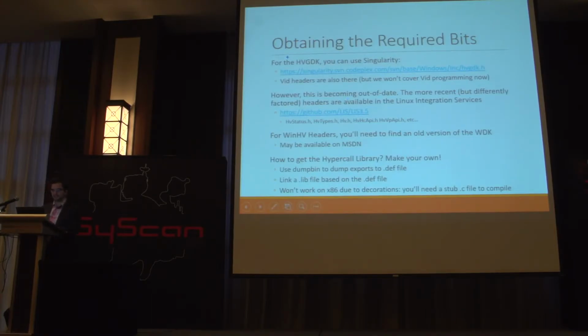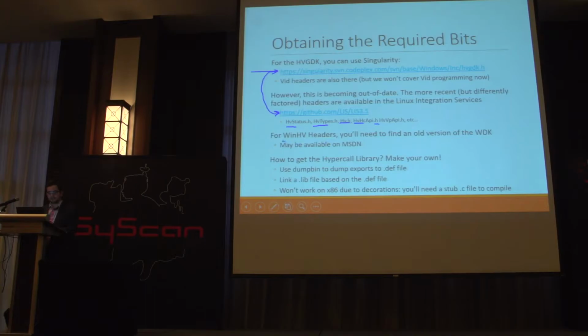So to get the HVGDK, you can go on Singularity's Codeflex website, and you can actually get the vid headers as well, which were never officially published. So you get the hypervisor headers and the vid headers. This is becoming old, though, because Singularity is not worked on anymore. So if you get the LIS, the Linux Integration Services from Microsoft, you're going to have some header files there that pretty much cover everything you need as well.